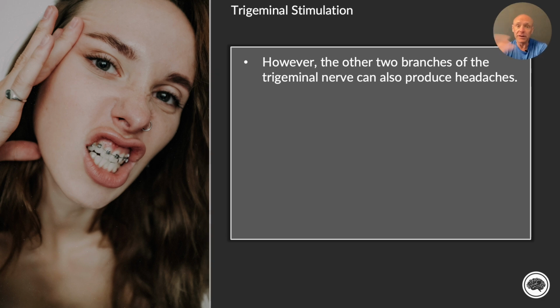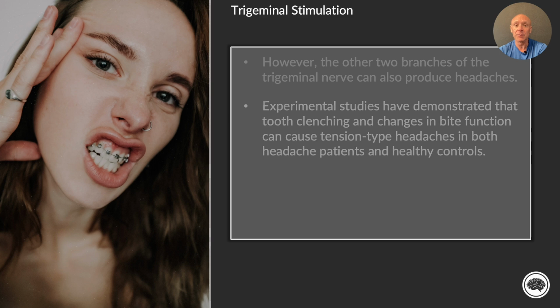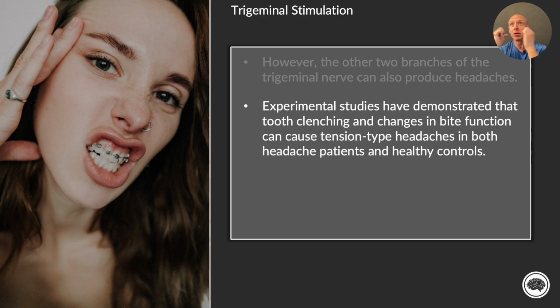I don't want you to lose sight, if you're a movement professional, however, of the fact that it's not always just the ophthalmic branch. We have two other branches of the trigeminal nerve that are also involved. So we know experimentally that if we have people clench their teeth or we give them some kind of apparatus to put in their mouth that changes their bite function, that can induce headache, so tension type headaches, tension headaches, and it can also induce migraine in some people.